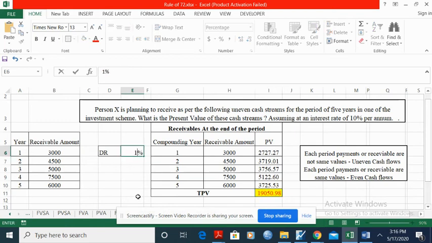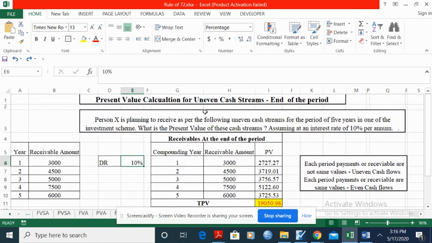One advantage of doing this in Excel is that if you change 10 percent into 12 percent, your present value will change. Instead of 3000 rupees, take 5000 rupees. If you change the receivable amount also, the present value is going to change. So that is how we can calculate present value for uneven cash flows, assuming that they occur at the end of the period. Using Excel, the results change based on your inputs.